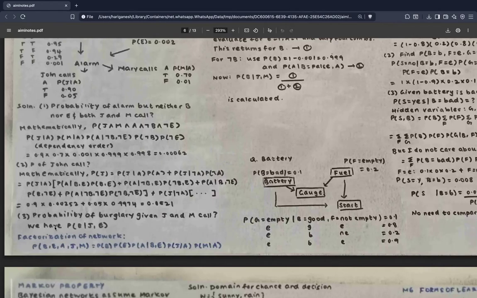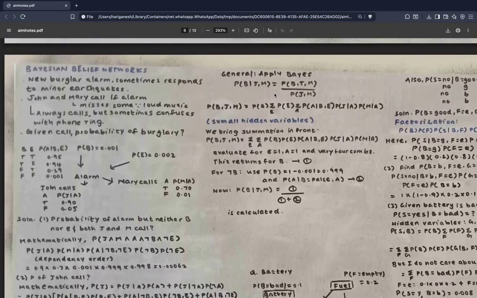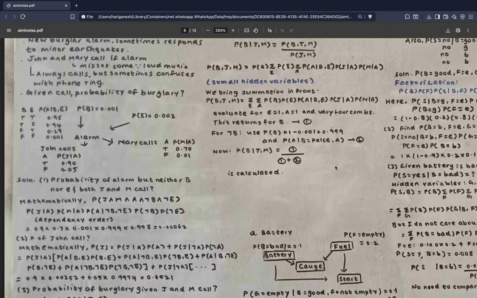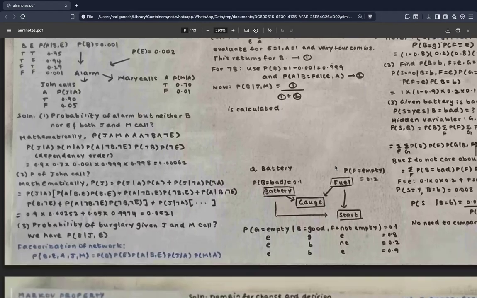So here the question asks us for P of B given J comma M. So the factorization that we earlier discussed, right? When we're writing a factorization, we write from the most basic element upward. So P of B, P of E, P of A given B, E, P of J given A, P of M given A. And then we apply the Bayes theorem and then we sum all the hidden variables here. So for now, just ignore this. The same principle is used in the next two questions and is probably better explained there.